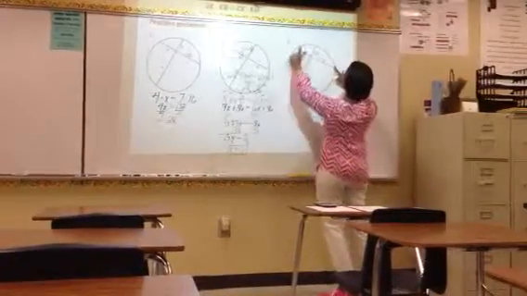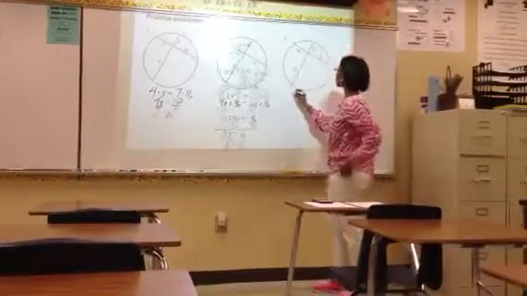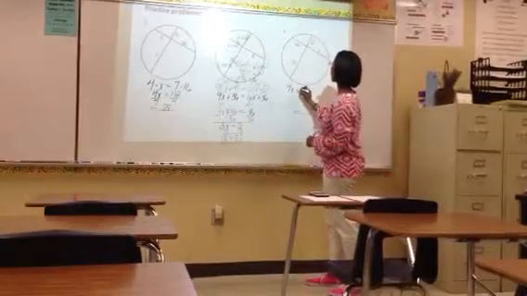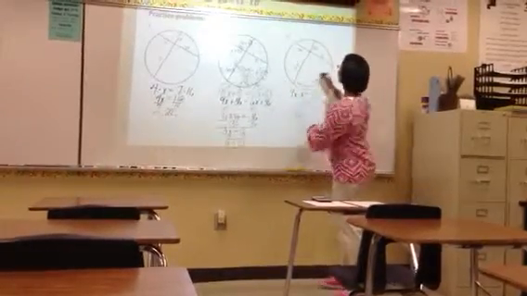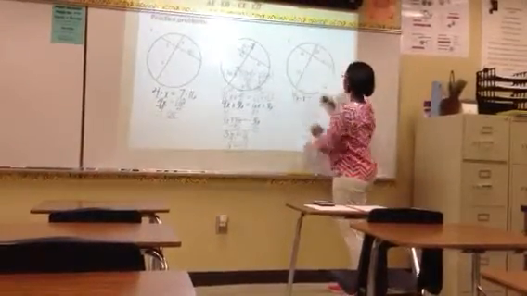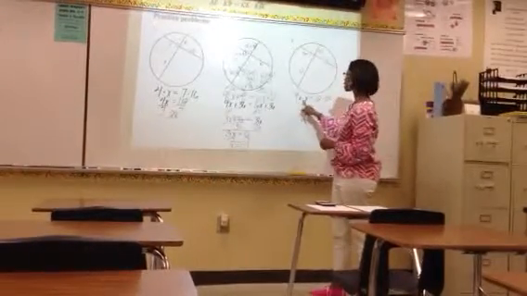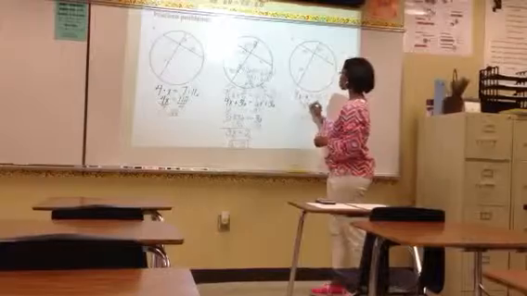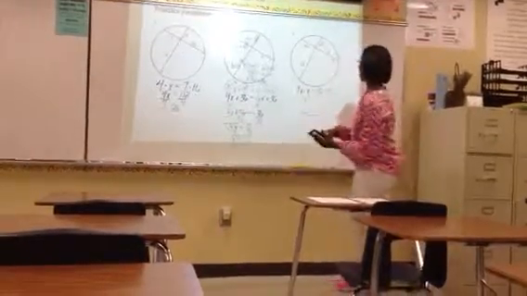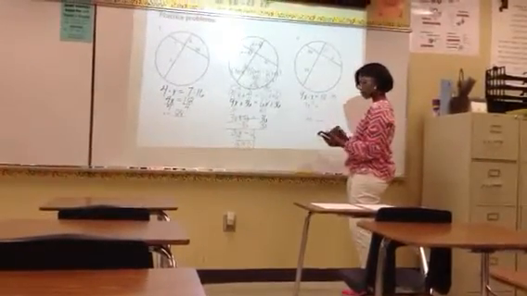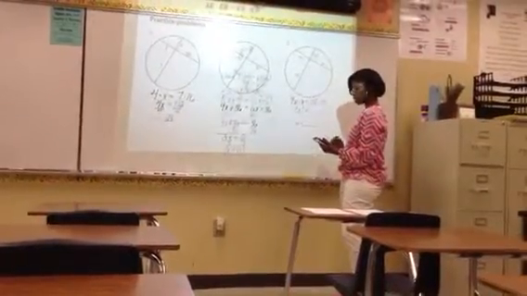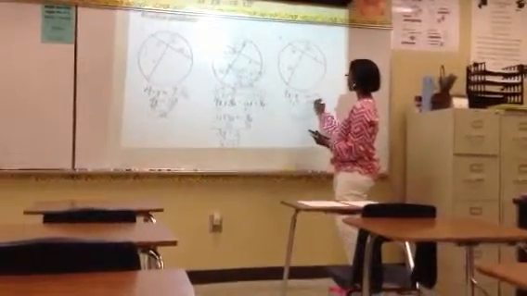Well, let's begin with this chord here. So we want to multiply 9x times x and set that product equal to 12 times 15 for this second chord. Now, 9x times x will give you 9x squared. On the other side, when we multiply 12 times 15, we should get a product of 180.